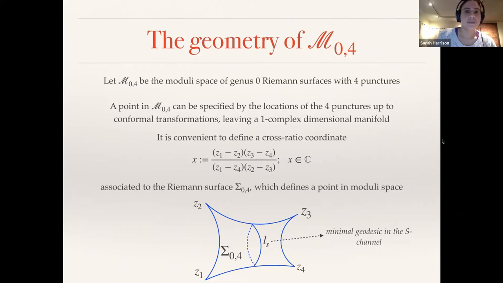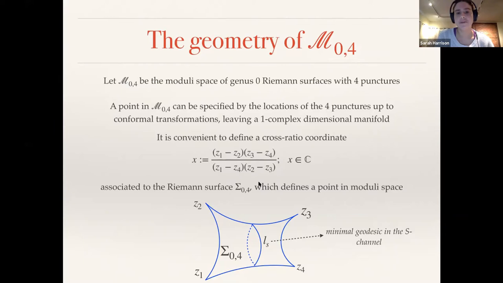So let me describe the moduli space M04 by a single complex coordinate, x, which is the cross ratio coordinate, defined in terms of the locations of the four punctures by this equation: z1 minus z2 times z3 minus z4 over z1 minus z4 times z2 minus z3. So this will specify a point in moduli space up to conformal transformations which preserve this cross ratio coordinate. So once we specify a value of x, we specify a particular Riemann surface, which labels a point in M04.